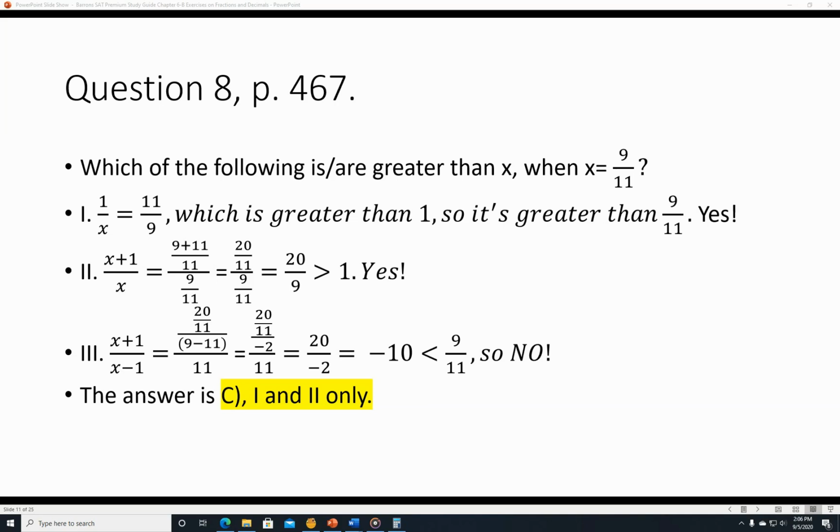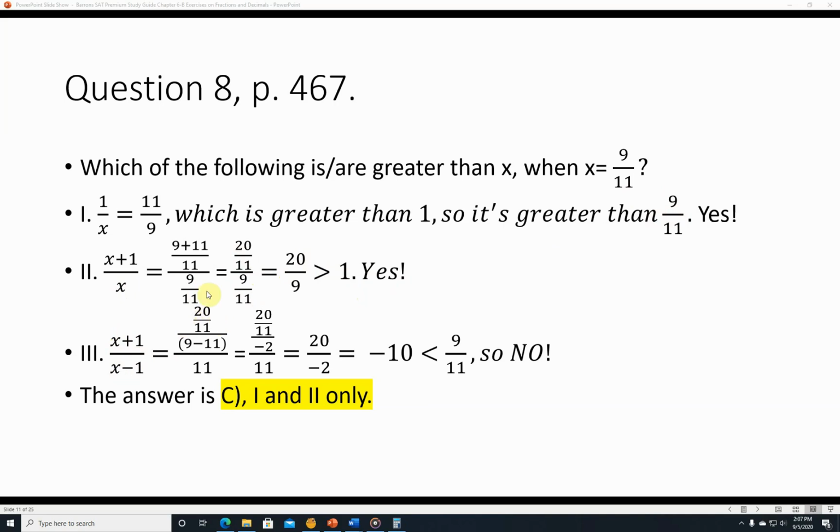And 2, x plus 1 over x. Well, remember, x is still 9 over 11. 1 is 11 over 11. So when we add them together, we get the sum of 9 plus 11 over 11. That's 20 over 11. Then we have 9 over 11 as the denominator, because that's still just x. 20 over 11 divided by 9 over 11 is 20 over 9. And that's greater than 1, which also means it's greater than 9 over 11. So yes.